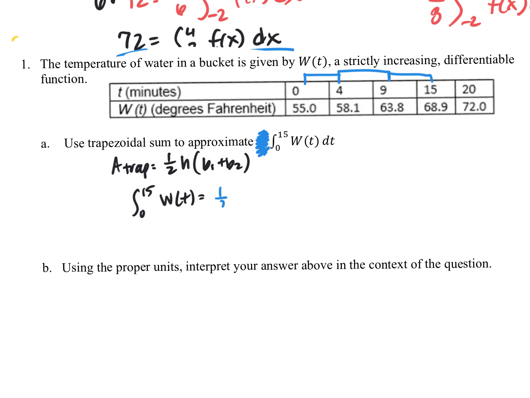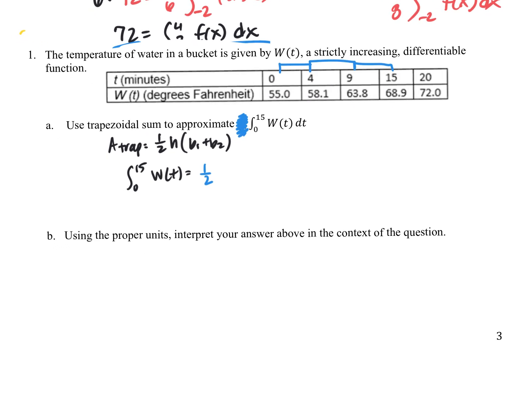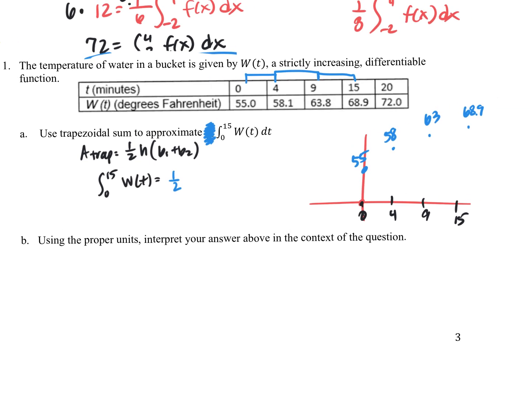What's the area of the first trapezoid? Again, I'm actually even going to just jot these down. You do not need to draw this. I just want to jog your memory real fast. If I had 0 and 4 and 9 and 15, and I've got these values, I'm just going to shorten them. 55, I'm going to say 58, I'm going to say 63, 68.9, and then I'll even throw 20 on here just so we got it.